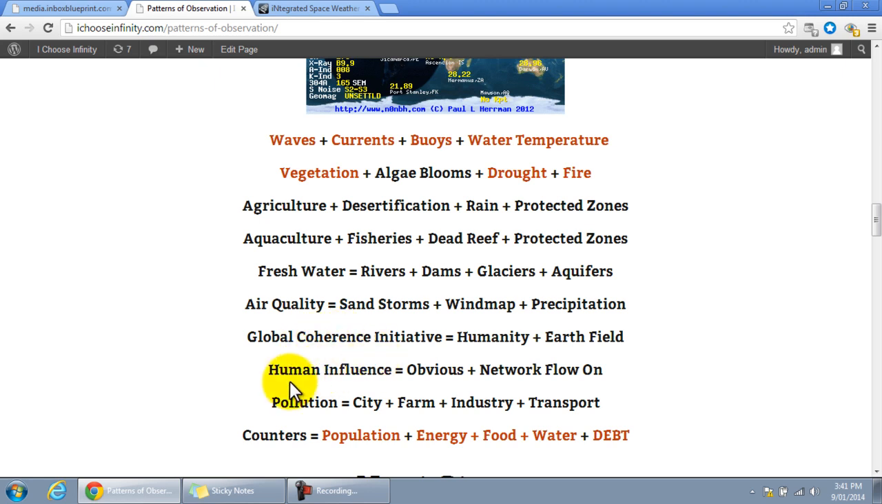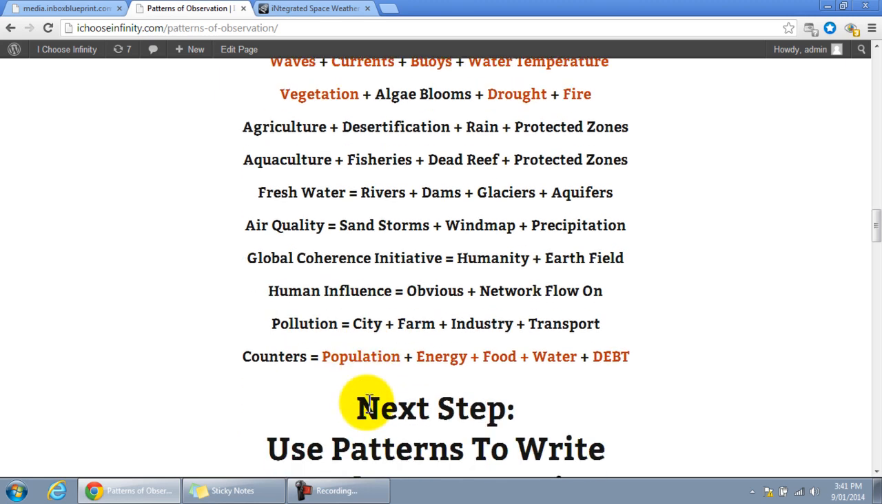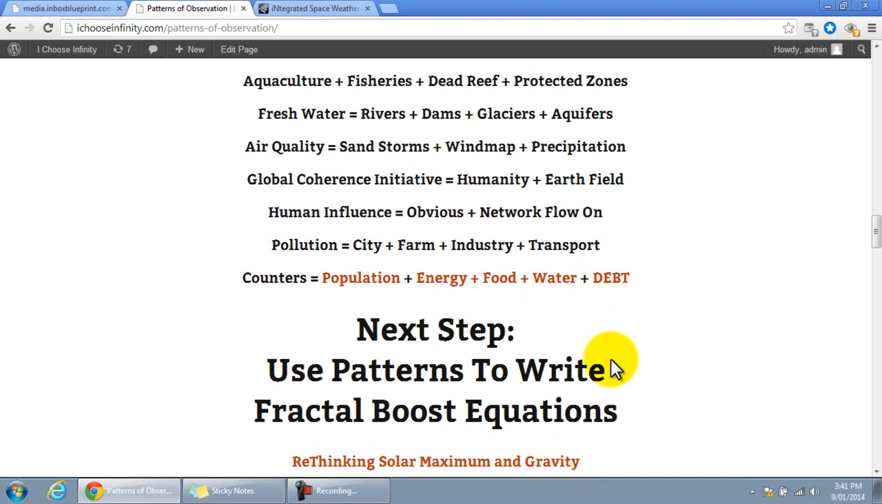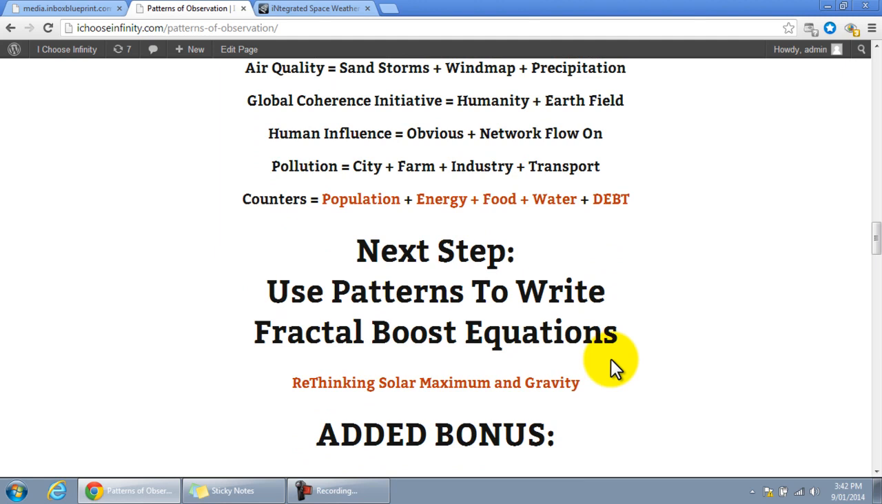And then once we've become aware of all those, we can look at the human influence on all those systems, both obvious and then the network flow on, because we'll be working out how they all connect and interact. Then we can look at pollution from areas like where it originates, and understanding the population, energy use, food, water use and needs, and debt, of course, because for some unknown reason we've still got debt tied to everything in our lives. If we really want to stop climate change or understand climate change and create a beautiful reality, we have to get rid of the debt problem, get rid of money, work something else out.